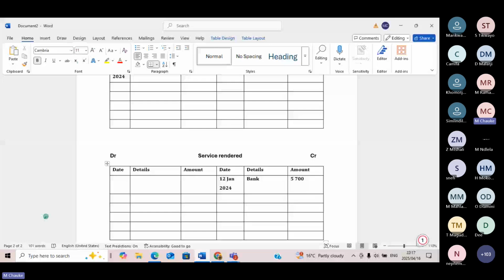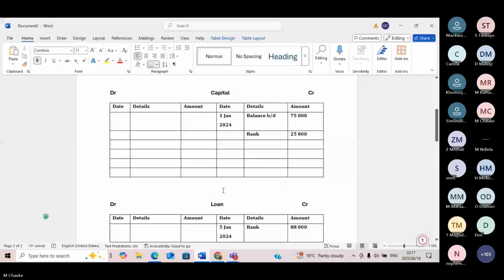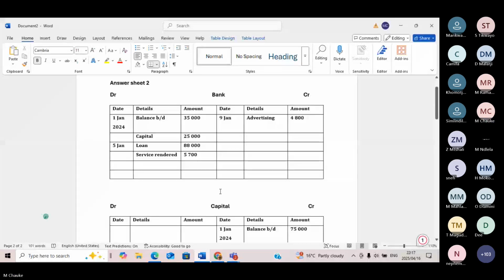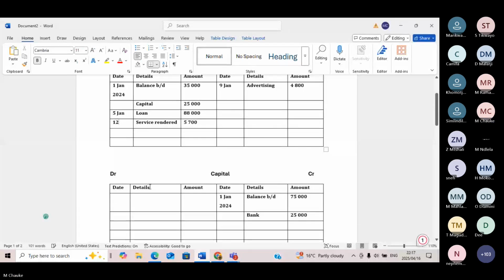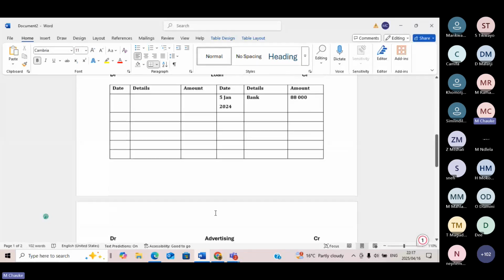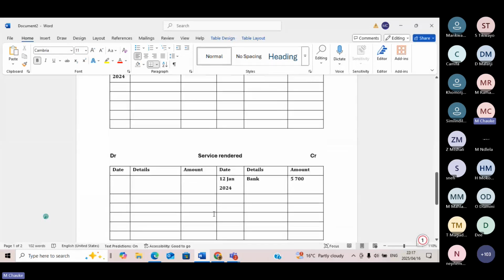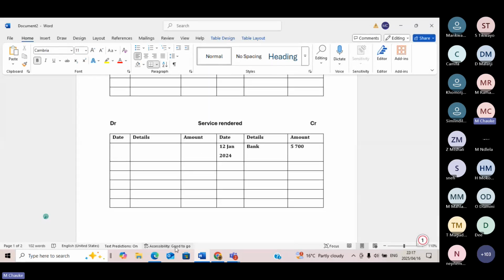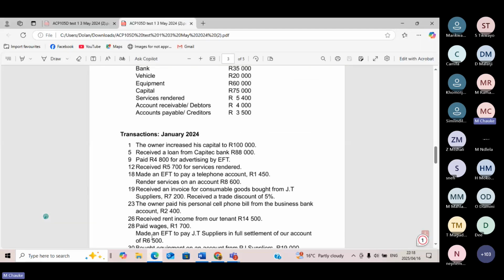Are you guys following? Just like that. Yes. You see? So here you can just say 12. And then that is how you record that transaction. And then let's go to the next transaction.